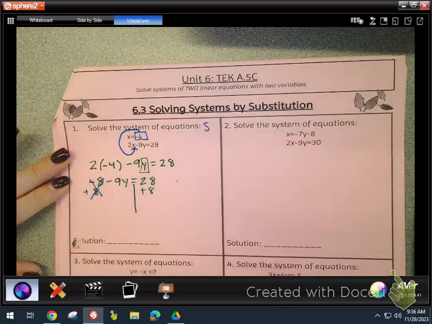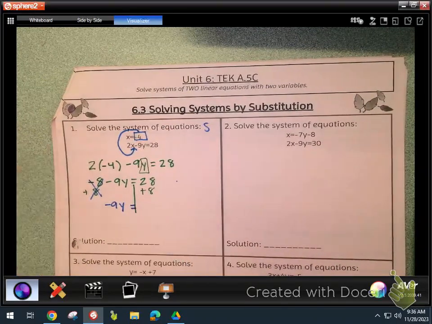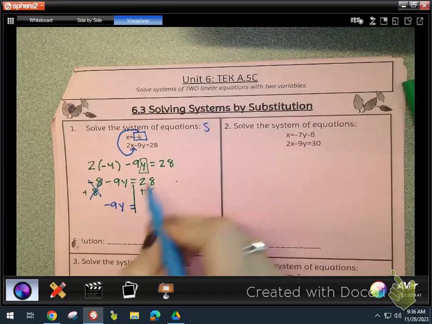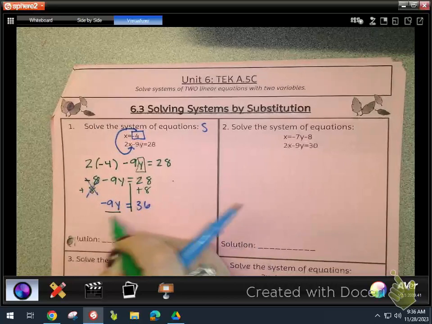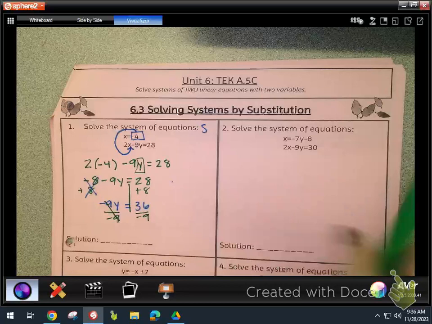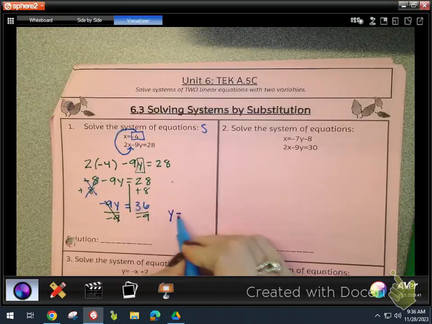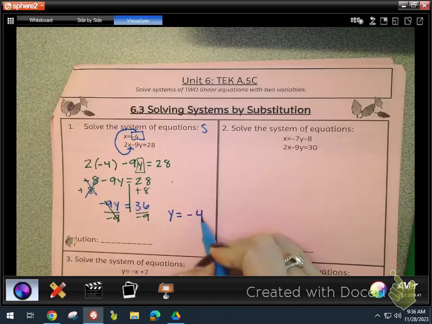That's going to take this guy out. I'm going to drop down -9y. 28 plus 8 is 36. You got the next step? You divide it. By what? -9. Divide both sides by -9. So divide by -9, divide by -9. And this is going to simplify and give me that y equals, what's 36 divided by -9? -4.